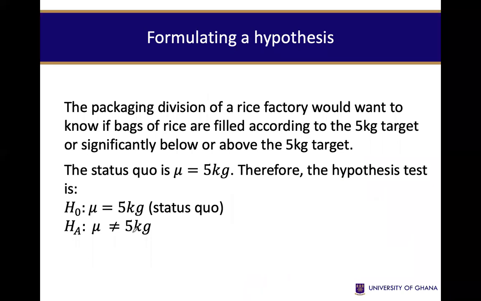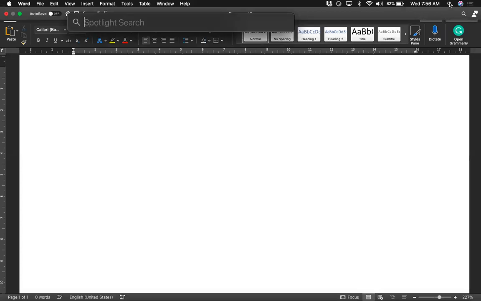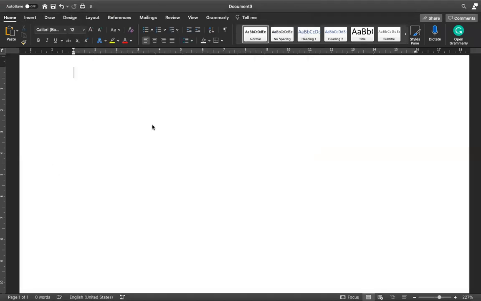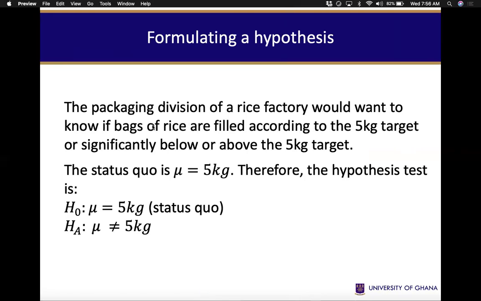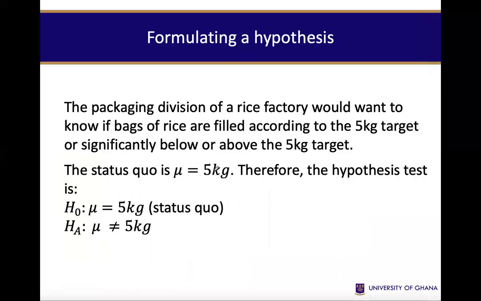Then we can be sure of your knowledge in null and alternate hypothesis, and then we can move on. So let's see if I can get you some questions, and then you'll be fine. All right. So this one question: the packaging division of a factory. We want to know if bags of rice are filled according to the 5 kilograms target, or significantly below or above the 5 kilograms target.